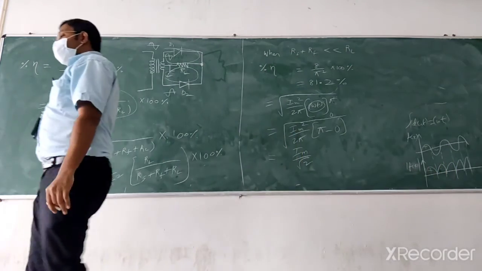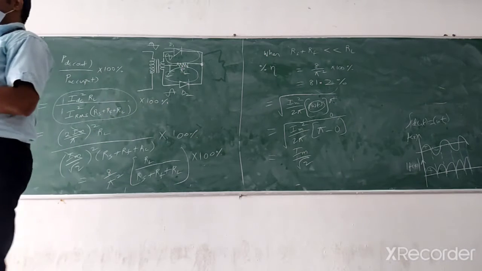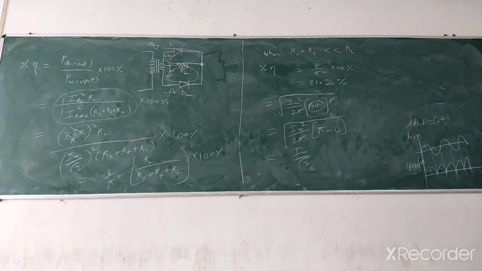Which efficiency is more, half wave or full wave? Full wave rectifier efficiency is more. Half wave, how much was the value? 40.6. Okay, for half wave it is 40.6. Here, how many times more? Double. Okay, we are getting double efficiency because of that.